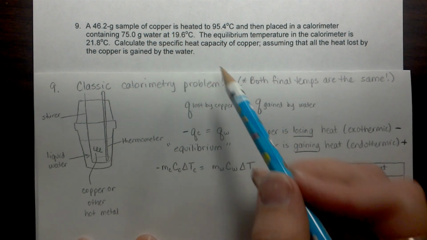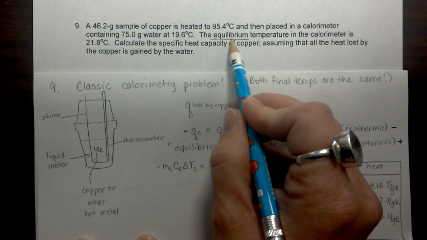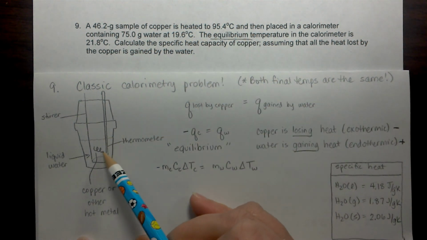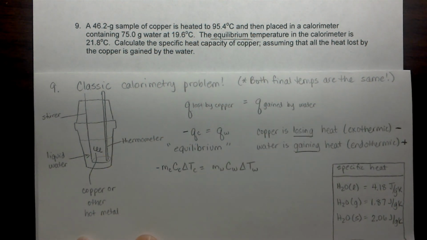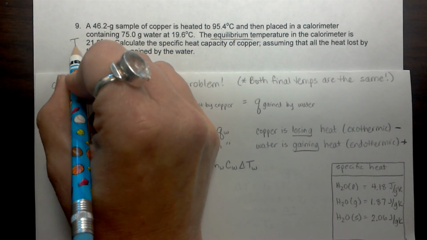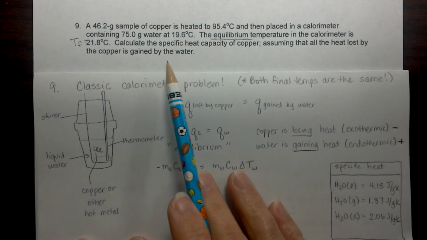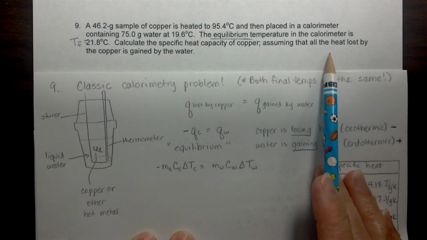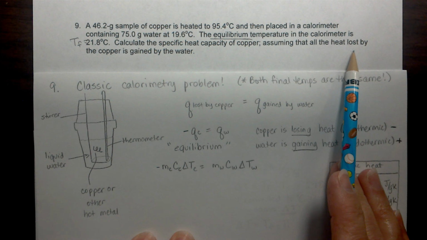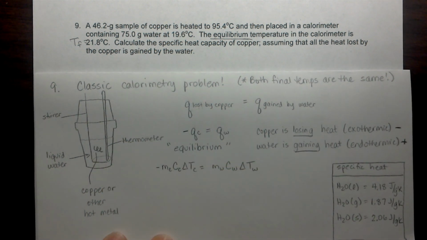So then you will wait for equilibrium. Equilibrium simply means that you wait a long enough time so that both the copper and the water end up at the same final temperature. So this 21.8 is going to be our final temperature for both the metal and the water. That's what equilibrium stands for. Now, in a calorimetry problem, you want to assume that all the heat that is lost by the metal is also gained by the water. So that's what's going to help you solve this problem.